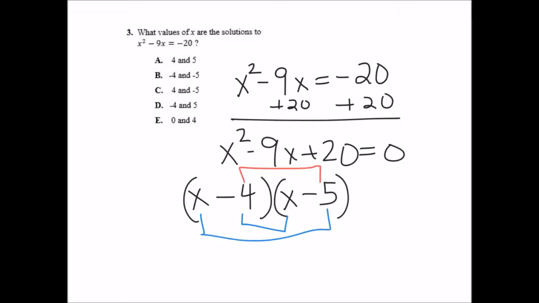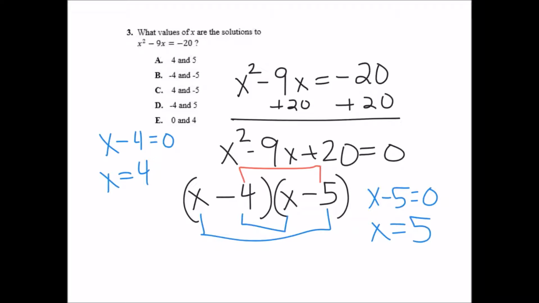Now you set both of these equal to 0. x minus 4 equals 0, or x equals 4. And then x minus 5 equals 0, or x equals 5. So the correct solution is 4 and 5, A.